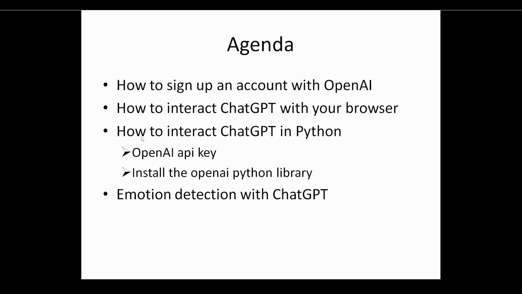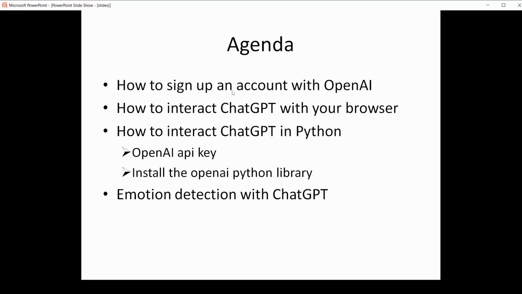And then we will also talk about how to interact with ChatGPT in Python. In order to interact with ChatGPT in Python, we need two things. First, we need the OpenAI API key, and then we need to install the OpenAI Python library. And then lastly, we will do emotion detection with ChatGPT.